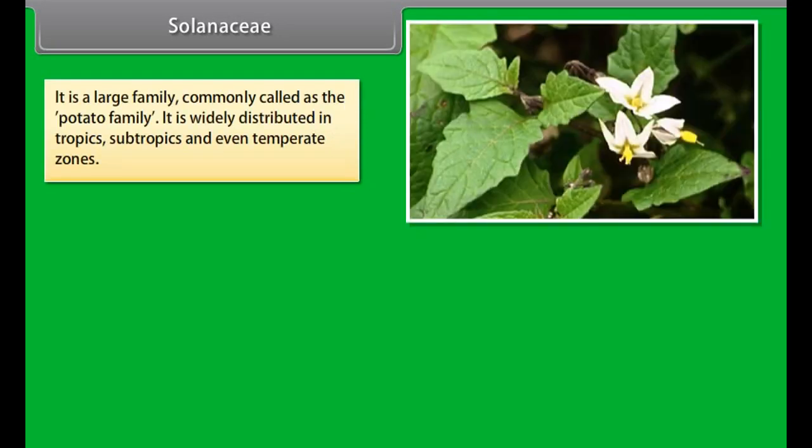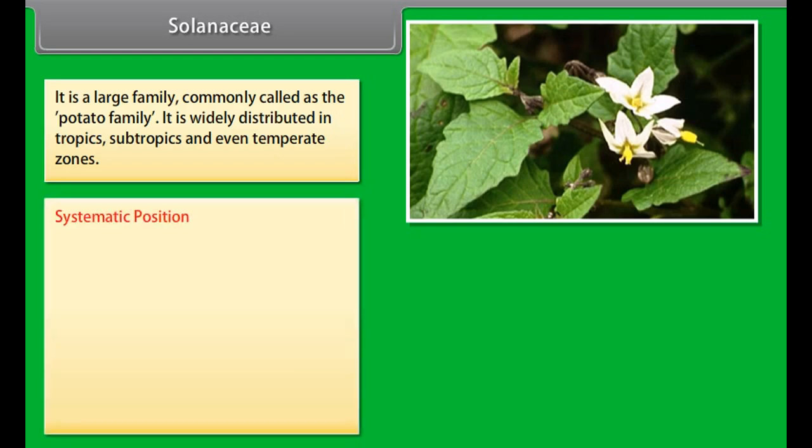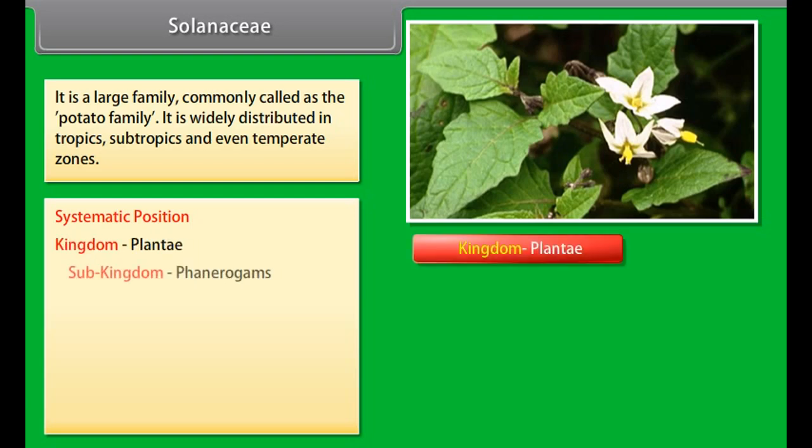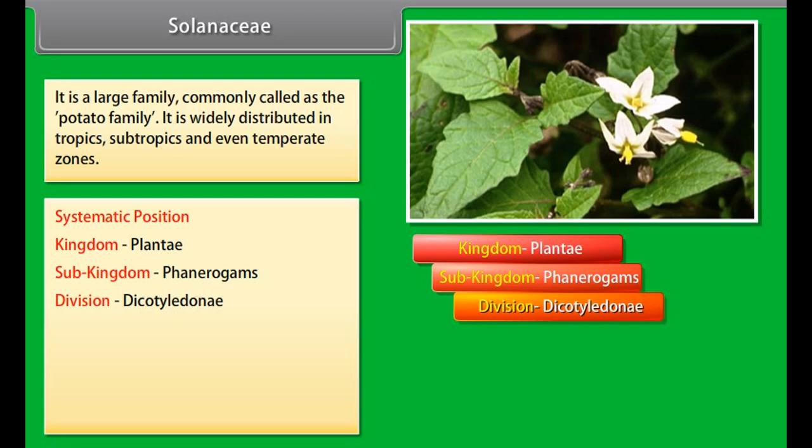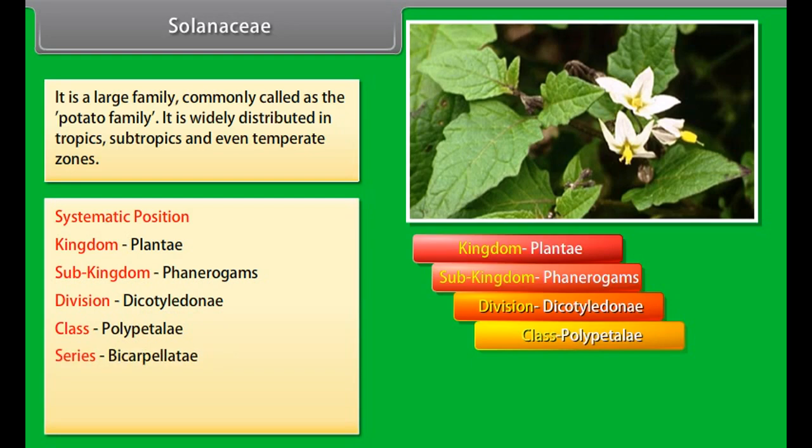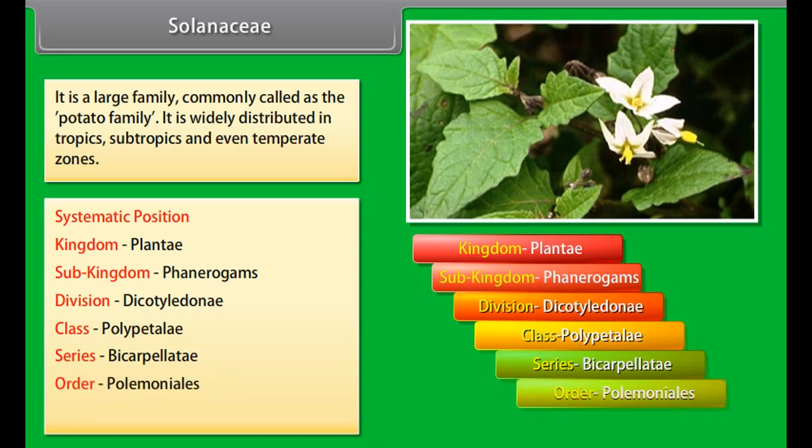Solanaceae. It is a large family, commonly called the potato family. It is widely distributed in tropics, subtropics, and even temperate zones. Systematic position. Kingdom Plantae. Subkingdom Phanerogams. Division Dicotyledoneae. Class Polypetalae. Series Bicarpellatae. Order Polemoniales. Family Solanaceae.